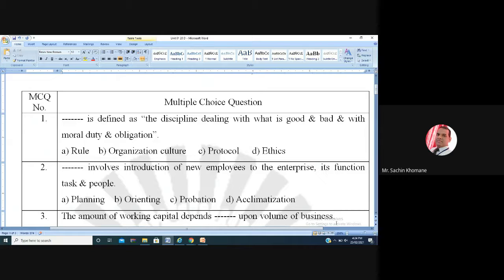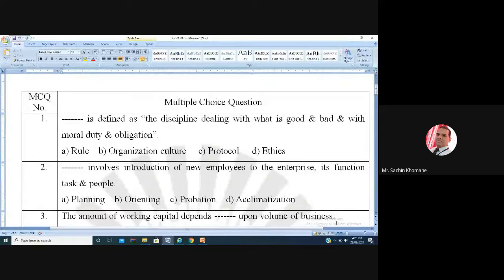And what is probation? Planning, everybody knows. Orienting, I have told. Probation is nothing but maybe an exam period, you can say. If you join any organization, the first 1 or 2 months are a probation period in a job. And acclimation means the process of adjusting to a new climate. But these things are not relevant.